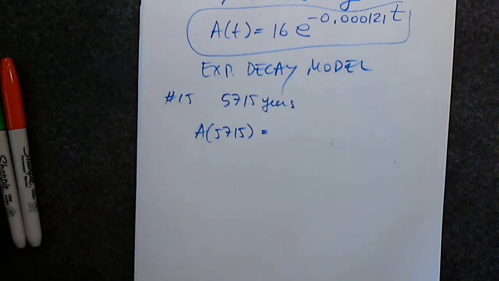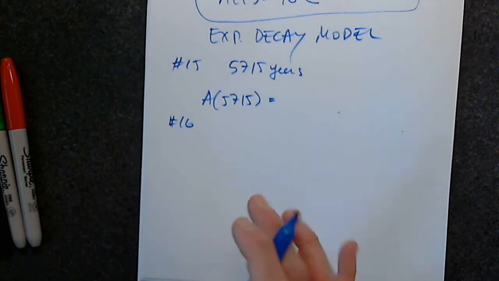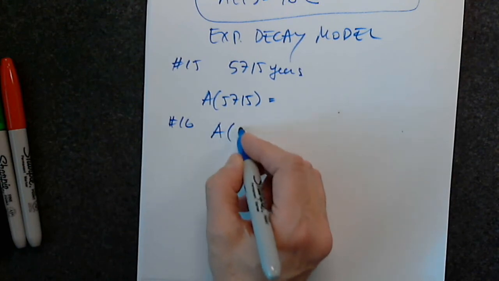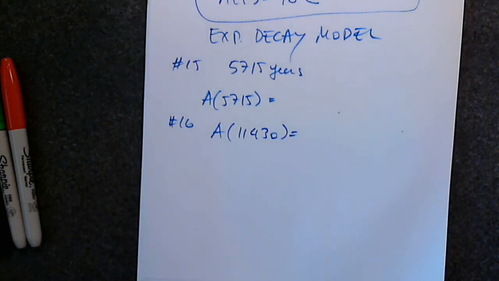Let's plug it in the calculator. Let's also look at 16 and see how many grams of carbon-14 will be present in. So the same type of question. We're asked to find A of 11,430. When we have to repeat the same operation, I strongly recommend go to y equals and put in the function in there. Oops, I'm sorry, I have to change to the ask mode.